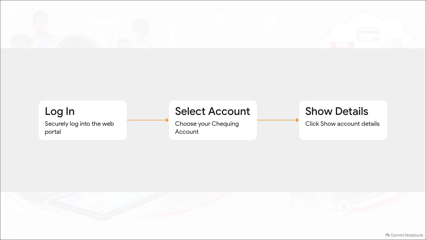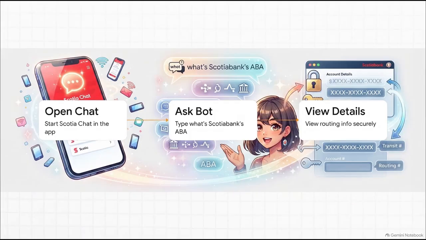And listen to this, because here is a fantastic, highly efficient alternative we pulled from our sources. It's the automated virtual assistant shortcut. If you open ScotiaChat right inside the mobile app, you can simply type the phrase, "What's Scotiabank's ABA?" Almost like magic, the virtual assistant will automatically and securely direct you to the exact account details screen displaying your specific transit, account, and routing numbers. Honestly, it is incredibly fast.